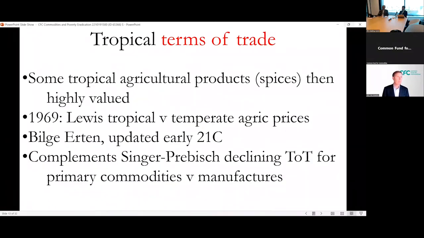Now, this pattern is not something terribly new. This year marks the 500th anniversary of the completion of the voyage of Ferdinand Magellan. Ferdinand Magellan was, of course, well known as the first person to circumnavigate the world, but he did not do so because he wanted to see the world. He did so very deliberately because he was looking for some exotic tropical products, namely spices.